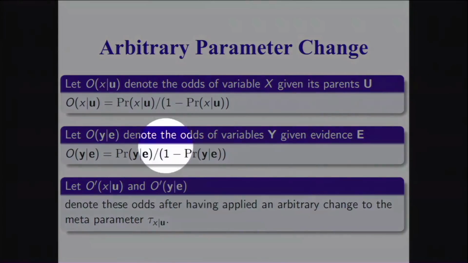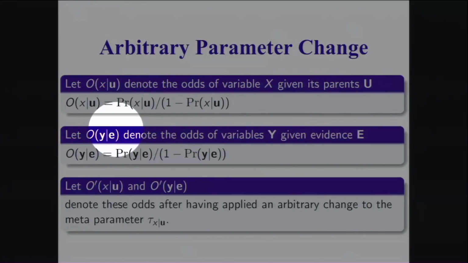I have a parameter that I'm looking at, for x given u, correct? And this is the value of the parameter. This is 1 minus that. I'm going to compute the odds. Let this denote the odds of variable x given its parent, okay? So for the particular parameter that you're about to change, I'm going to take its value over 1 minus its value.